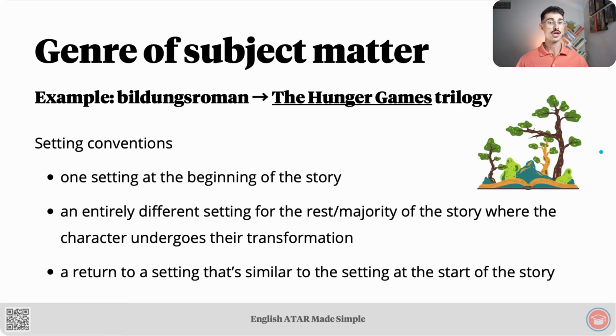And lastly, a return to a setting that's similar to the setting at the start of the story. The Hunger Games trilogy ends with Katniss and Peeta starting a family in District 12. So there's typically a circular aspect to the setting of a Bildungsroman text. And that circularity is a device that facilitates or helps the character's transformation.